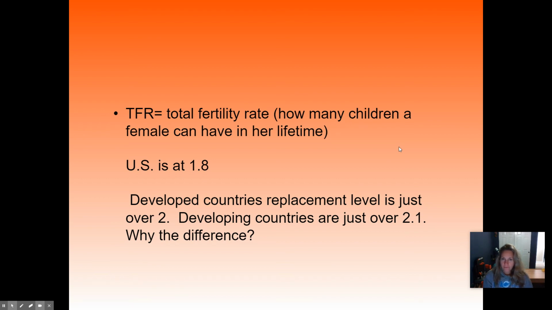So developed countries have better healthcare. And developing countries maybe lack of hygiene, lack of healthcare, lack of proper facilities, food and water, that kind of thing. So they could die at a younger age. They might not live as long. And so to replace our levels, for us, if we want to stay at the same levels, ours is just over 2. And developing countries is over 2.1. So they have to have slightly more kids in order to keep their rates because of the high child mortality rate.